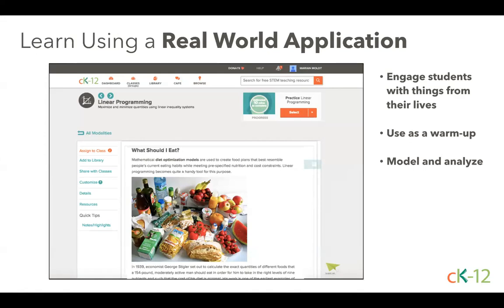One of the more exciting things on CK-12 are the 2,000 real-world applications that can offer a connection between a concept and the real world. And these are really powerful because often they build on what the student already knows and it engages them because it's things from their lives. I love starting my class with the CK-12 real-world application as a warm up because it gets the students coming in from lunch or from passing period and really beginning to focus on what we're going to be talking about.